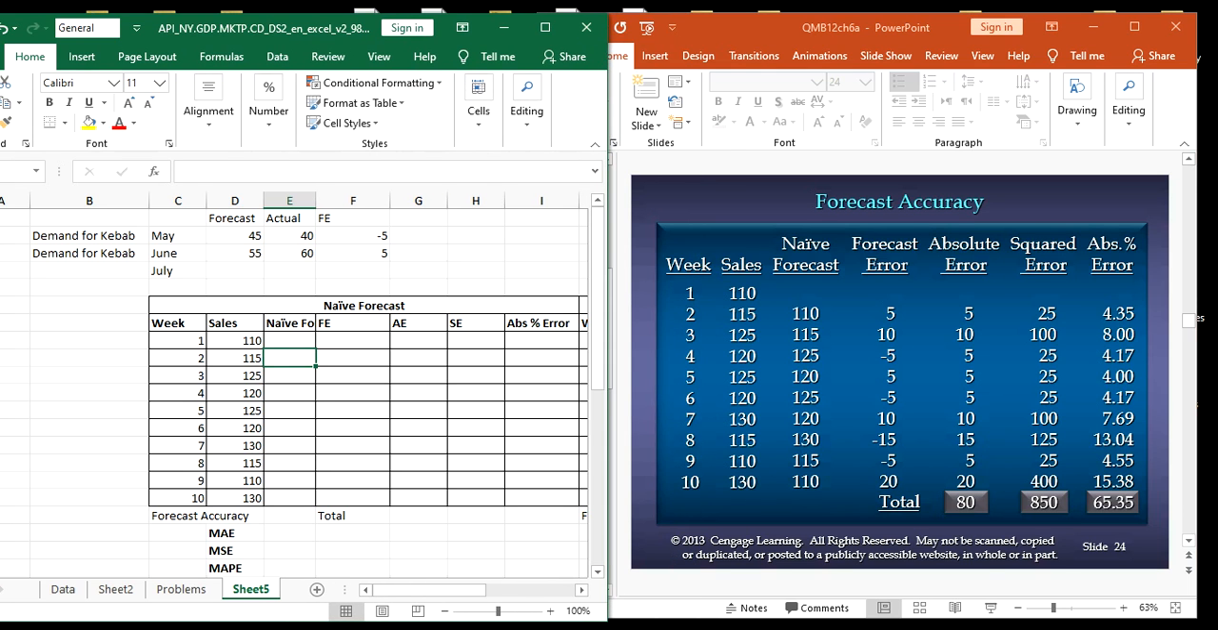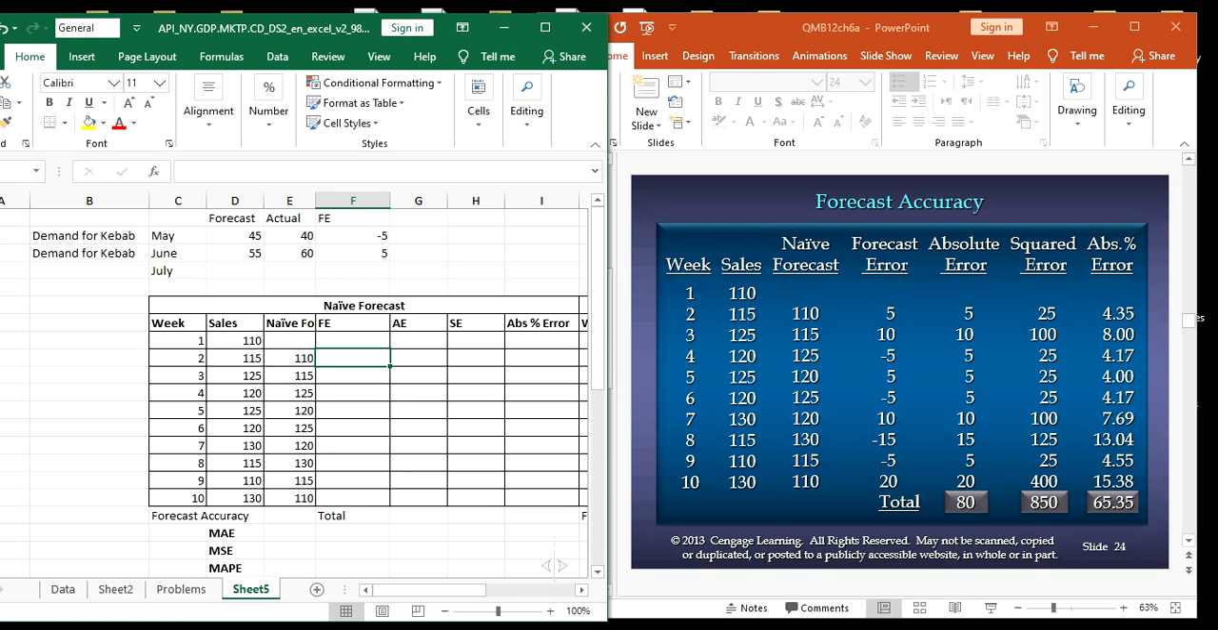So as we said, the forecast for week 2 sales is to be like the previous week. This is the simple estimation method. And the forecast of week 3 is to be like the week 2 sales, and the same up to week 10. So we made our forecast over here.